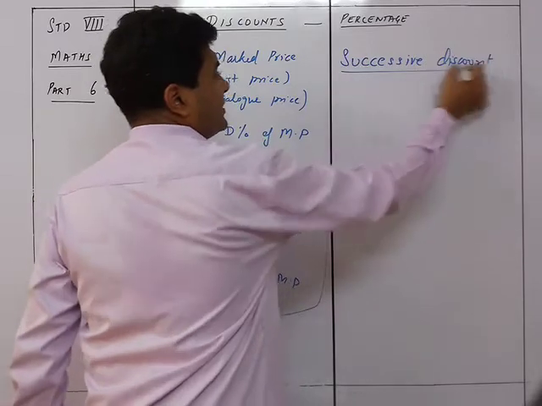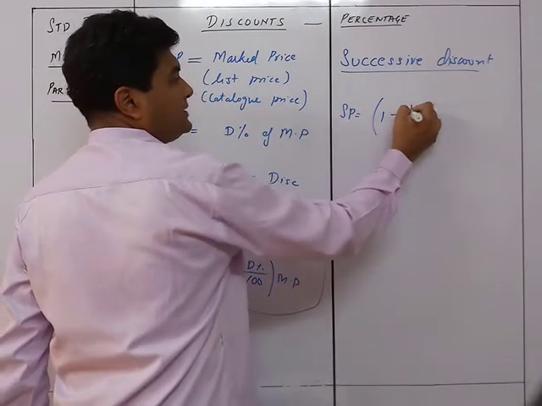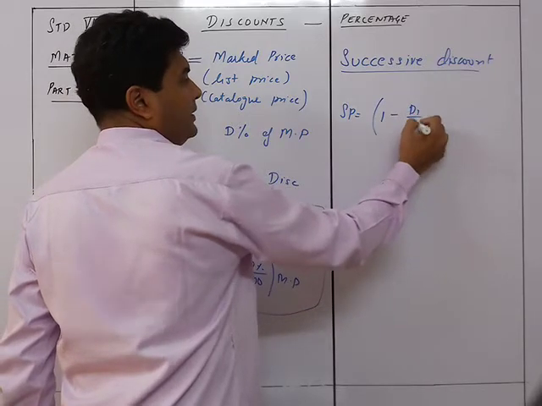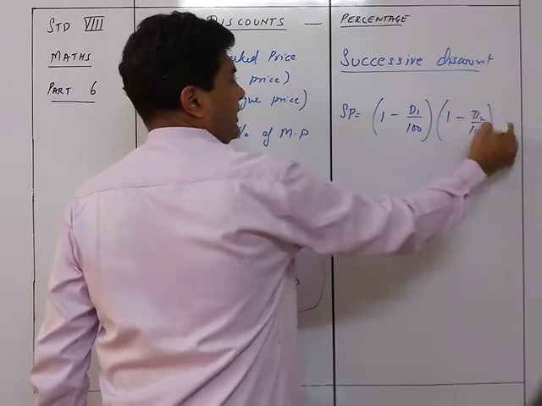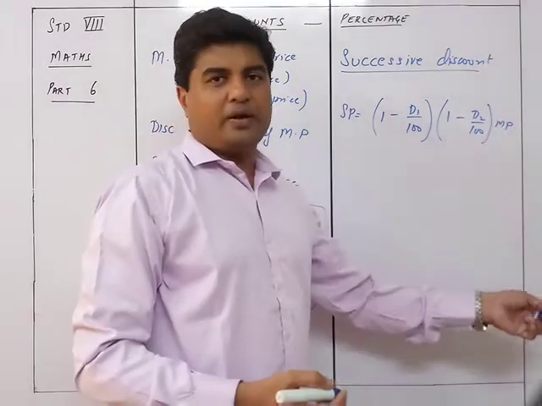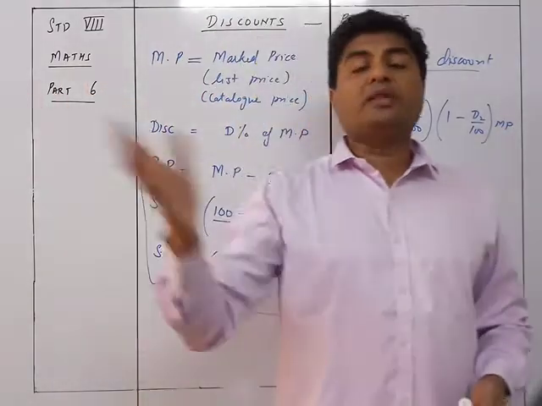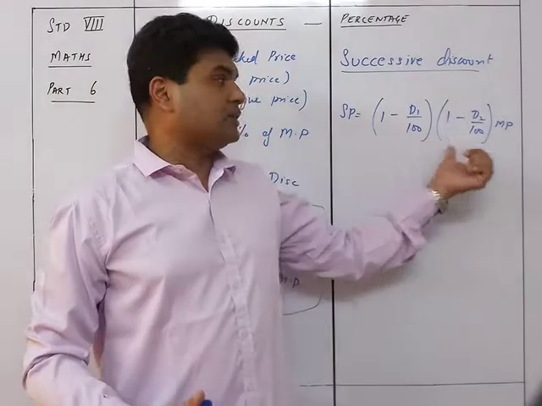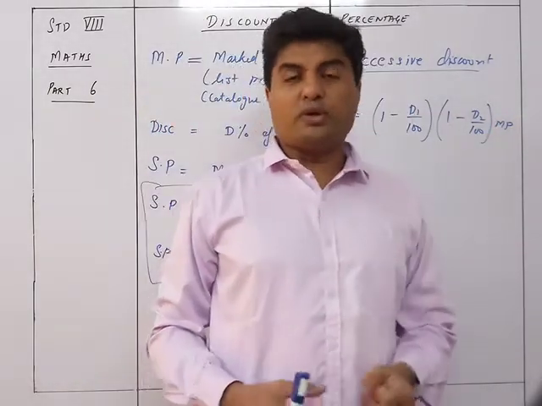And the successive discount formula is SP is equal to (1 minus D1 upon 100) into (1 minus D2 upon 100) into MP. Now this could be 3 also. It could be (1 minus D3 upon 100), (1 minus D4 upon 100). यानी जितने ज़्यादा discount, जितना discount दिया रहेगा उसके हिसाब से we'll have such brackets more. But normally 2 discounts is what you will be having, not more than 2 discounts.